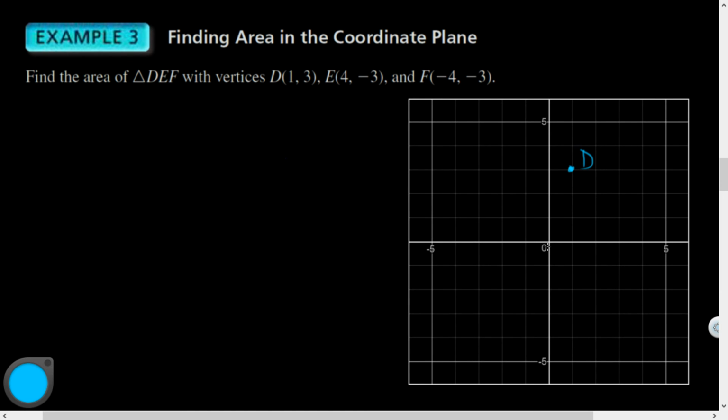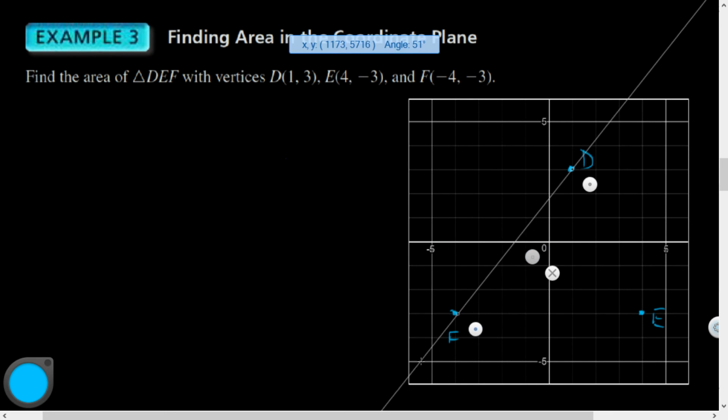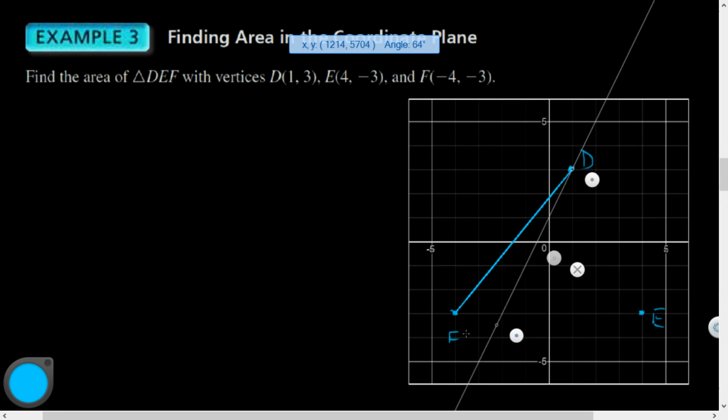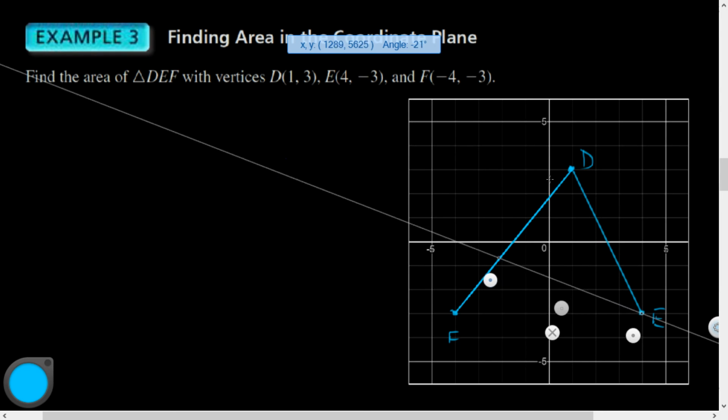And E is at 4, -3, over 4, down 3. There's an E. And F is at -4, -3. So there's an F. Let's use my line tool just so I can be awesome and pretend I'm great. Something satisfactory about that. Oh, look at that. And then I'll just swing this over there. Oh yeah, that's a triangle, friends. Got 3 sides. That's a polygon.